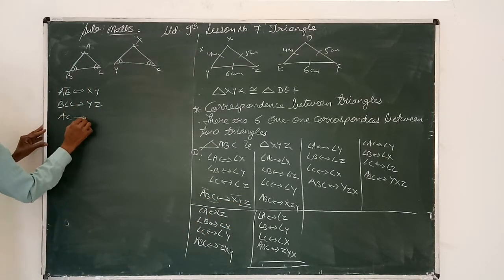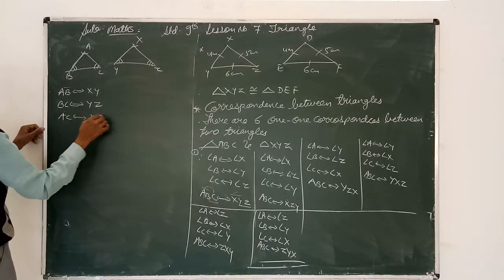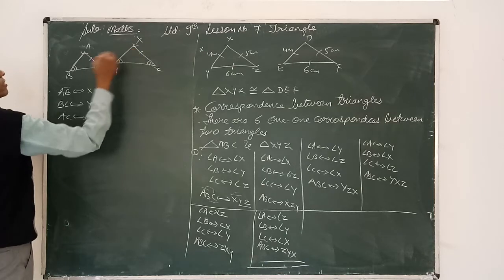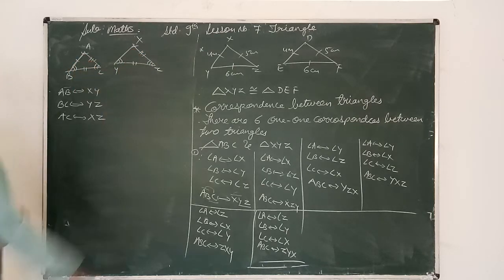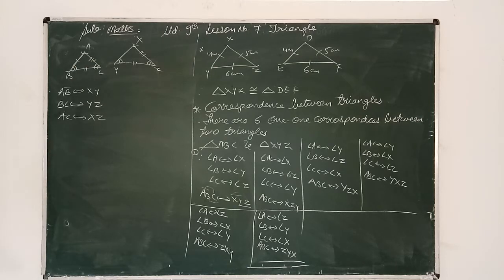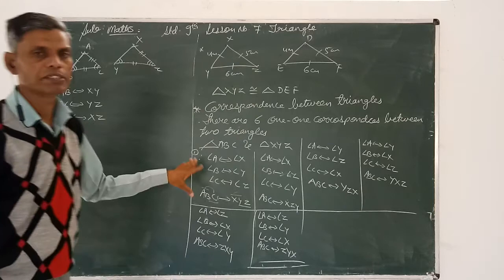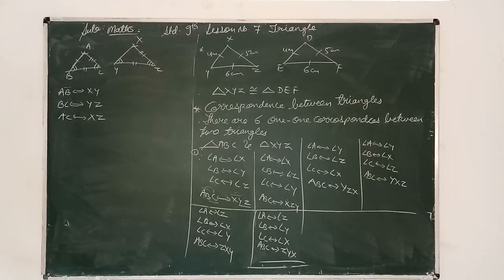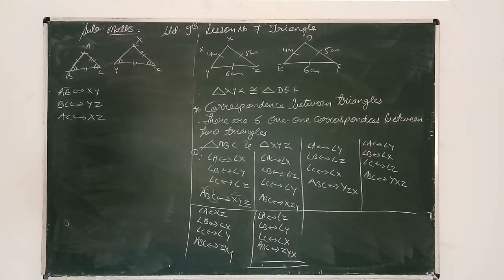Now AC, A and C, so I write X and Z. Like this. These are the corresponding sides, one correspondence. In the same way, we can write all the components of these six. So congruent figures means they have the same shape and same size, and are known as congruent. One corresponding figure, same.